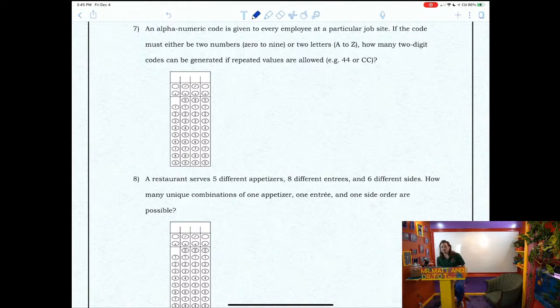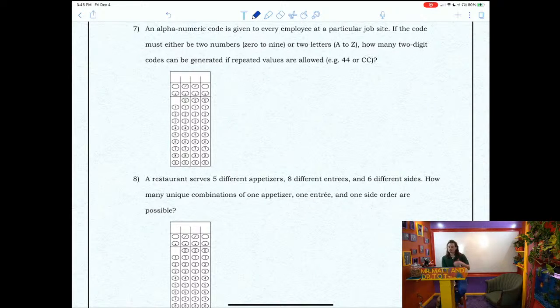Okay, number 7. An alphanumeric code is given to every employee at a particular job site. If the code must either be 2 numbers, 0 to 9, or 2 letters, A to Z, how many 2-digit codes can be generated if repeated values are allowed? So, for example, it would be allowed to have a code 44 or CC. So that's just saying that you're allowed to repeat values.